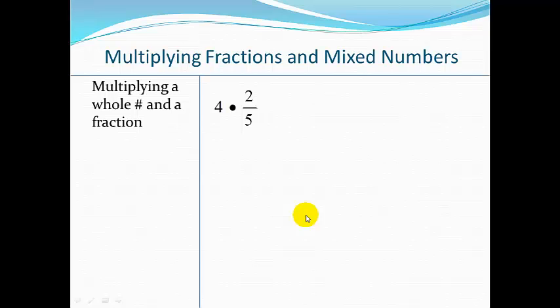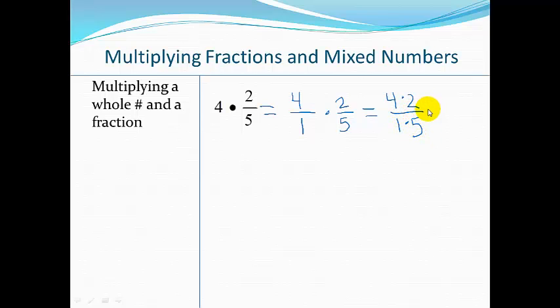Okay, so multiplying a whole number and a fraction. Now remember that I need it to be 2 fractions for my multiplication. So if I have 4 times 2/5, I'm going to rewrite that 4. How can I make that a fraction? Remember that it's 4 over 1. And now it's 4 over 1 times 2 over 5. Same process. It's 4 times 2 over 1 times 5.